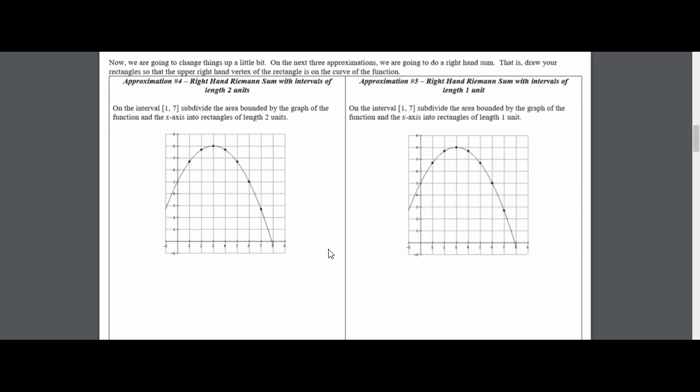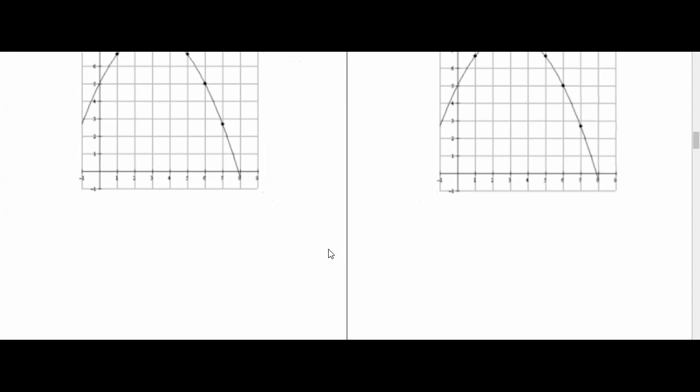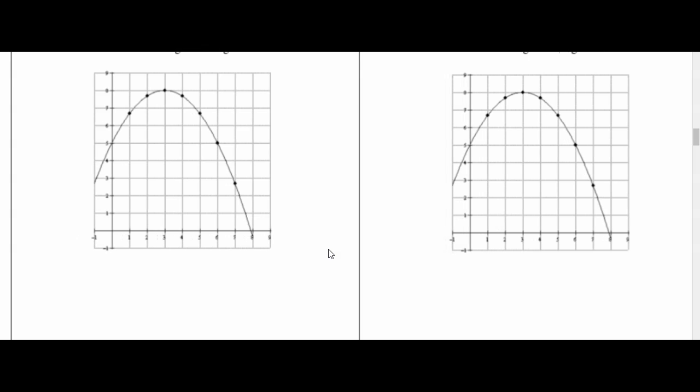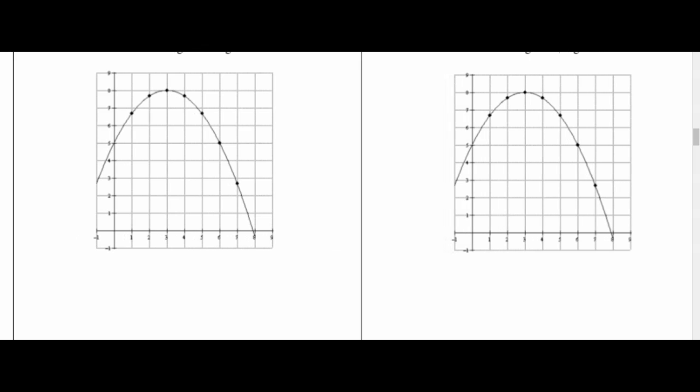Let's talk about right Riemann sums though. And we will do the one on the left again, so length of 2 units. Make this a little bigger. Okay, again, same function, same graph, etc. Now for a right Riemann sum, we're doing the interval 1 to 7 again, so intervals are 2 units. So I'm going from 1 to 3, but for this rectangle now, it's the right side of that interval that determines the height of the rectangle.